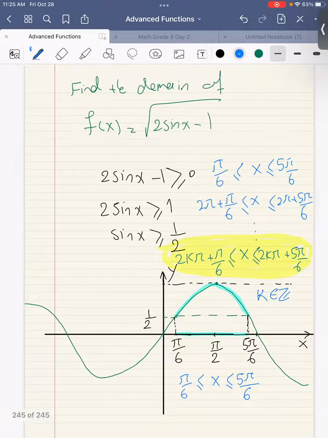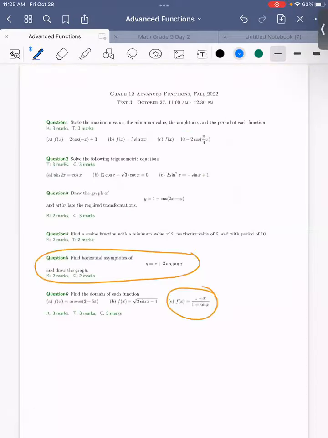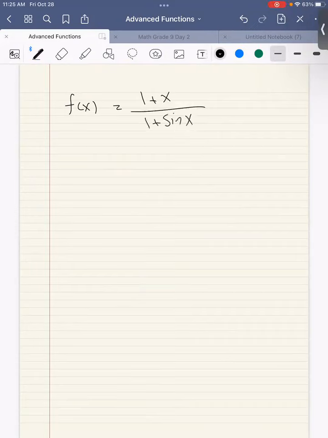Okay, now let's go to part C. Comparing to this, part C is easier because f of x is 1 plus x over 1 plus sine x. Again, here you have a denominator, you have a fraction. Whenever you have a fraction, you have to take care of the denominator. So the only restriction is that 1 plus sine x shouldn't be 0. So you have to solve this equation and see for what x 1 plus sine x is 0, and then you remove those x's, right?